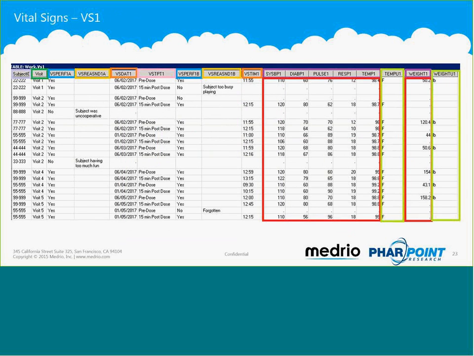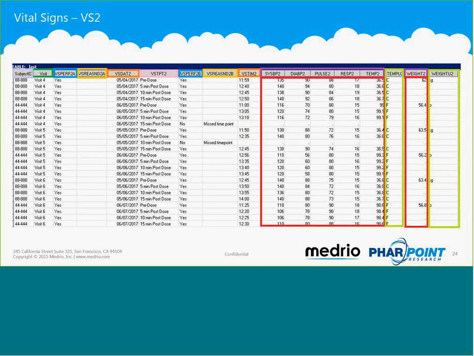This is a picture of the exported data as a SAS data set for VS1. We remember this is our capsule dosing, which only had our 2 time points, which you can see: pre-dose and 15 minutes. Going real quick back and forth, here's our VS2. Same, however, this is for the IV and more time points.